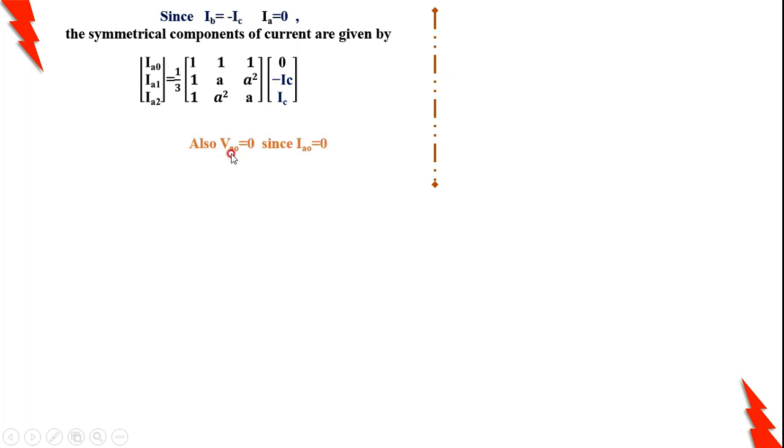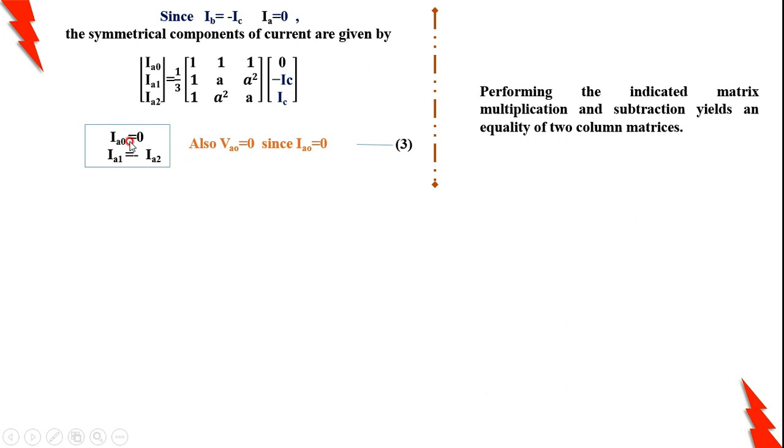Therefore, here VA0 we are getting 0, because IA0 is equal to 1 by 3 (0 minus IC plus IC), that is equal to 0. Therefore, VA0 is 0, and IA0 is equal to 0.